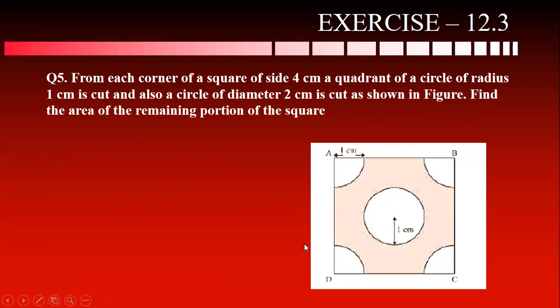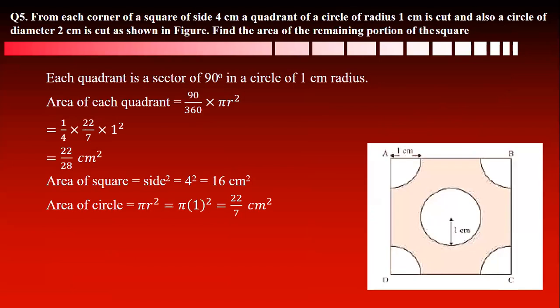So from all the four corners, a quadrant of 1 centimeter. What do you mean by quadrant? 1/4 of a circle. So quadrant is being cut and in the center diameter 2, so radius 1 centimeter circle is cut. We have to find the area of the remaining portion of the square. So for that, now we know that each quadrant will have 90 degree because square has 90 degree on all the sides and radius is 1 centimeter.